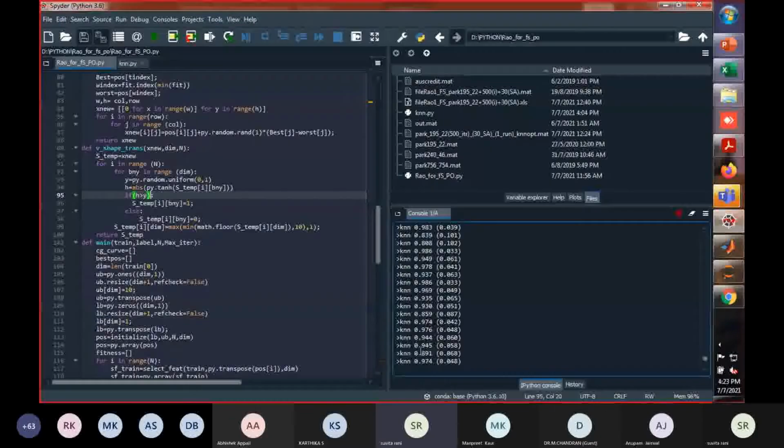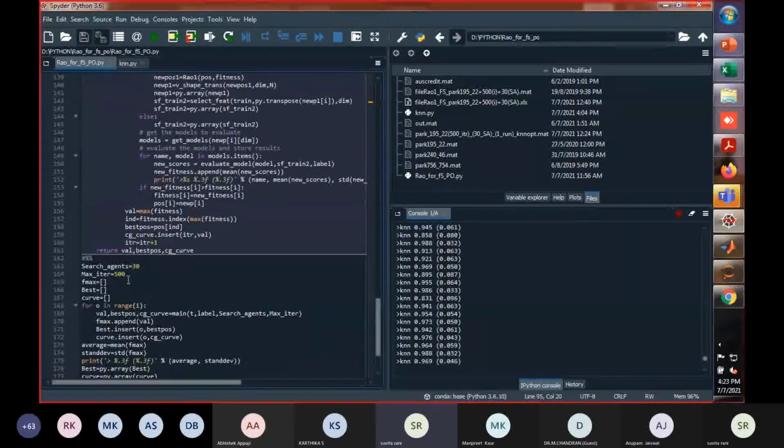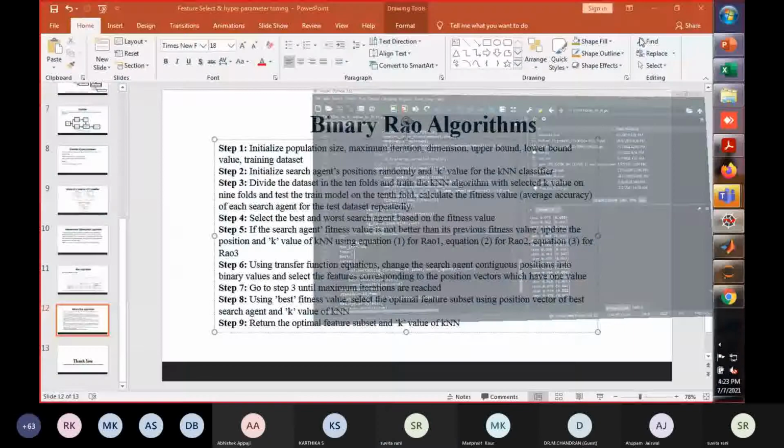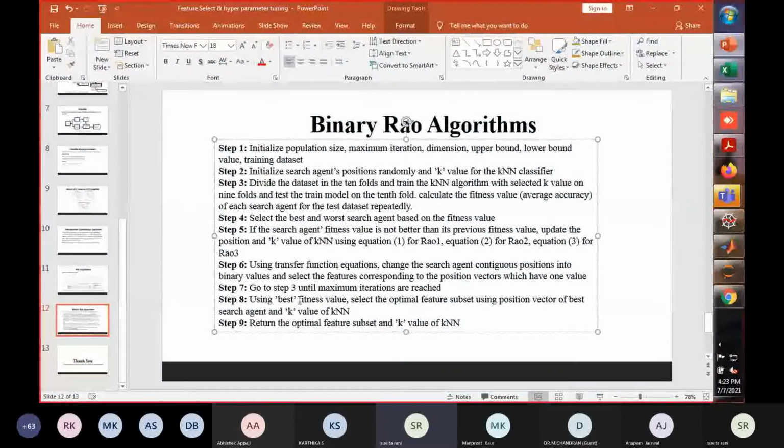So that's why our program is running till then, if the iterations are not completed, 500 iterations. Okay. After the 500 iterations, we get the best fitness value and the optimal vector positions, and we can select those optimal features and the k value for the further classification.